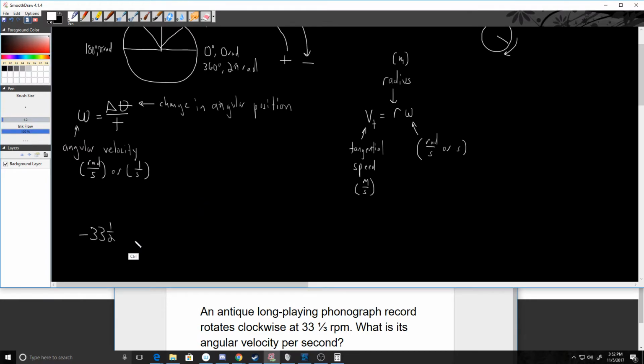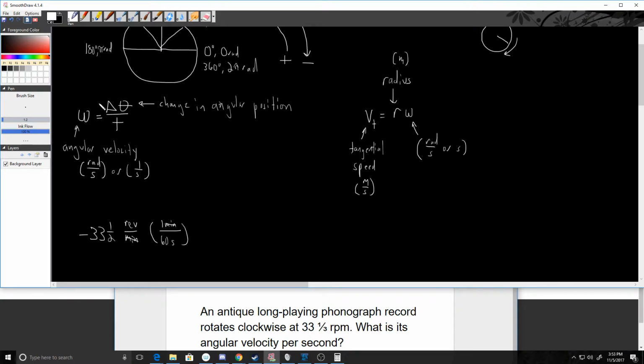Revolutions per minute, so we're going to go with revolutions per minute. This one's going to have a little bit more work than what I'd typically ask of you. First, we need to figure out how many revolutions per second there are. So let's go with 1 minute on top, and in 1 minute there are 60 seconds. Minutes cancels minutes, so we're good so far. Now I'm at revolutions per second.